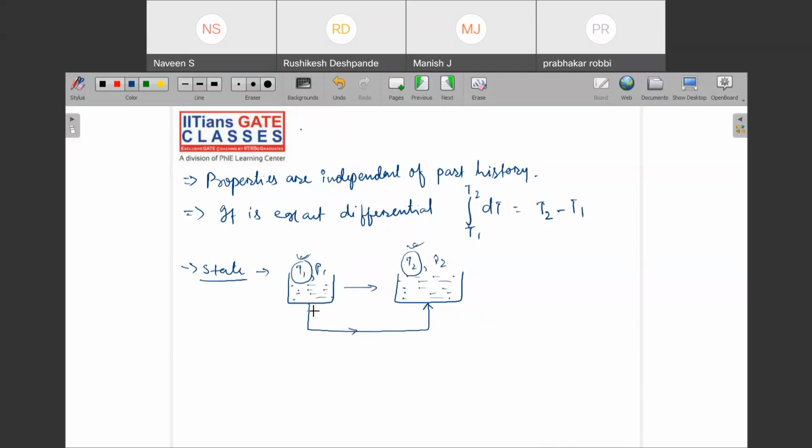but what path you follow in reaching from T1 to T2 will define how much energy interaction you need, right? This path helps us to know the amount of energy interaction.